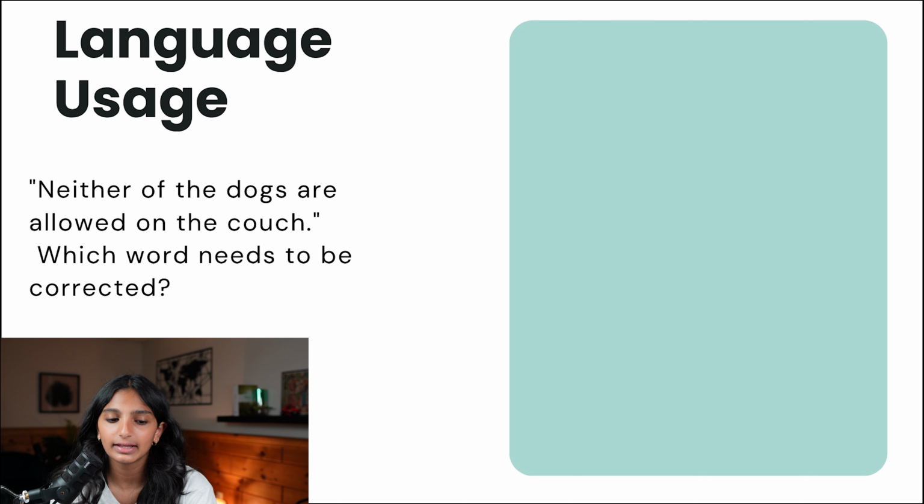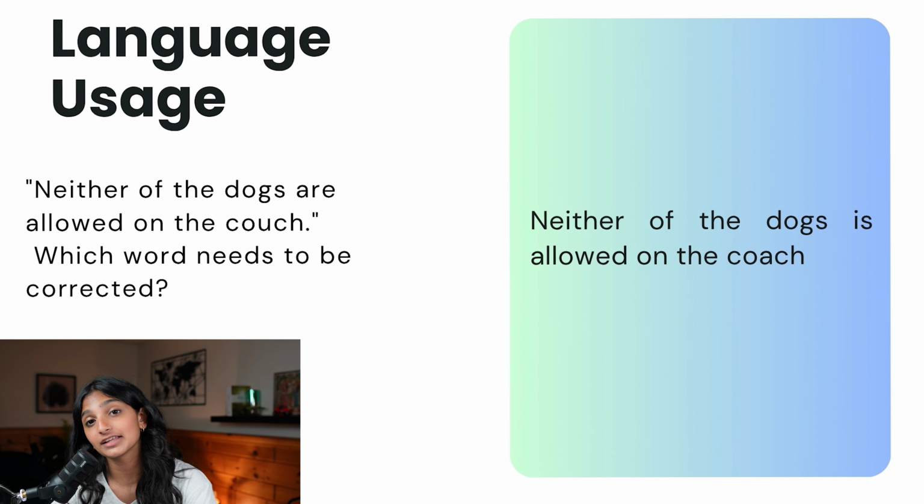Question number 1. Neither of the dogs are allowed on the couch. Which word needs to be corrected? Take a minute to pause the video and figure out your answer. The answer is neither of the dogs is allowed on the couch.